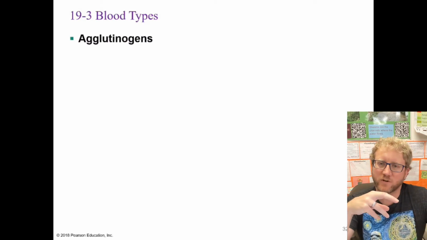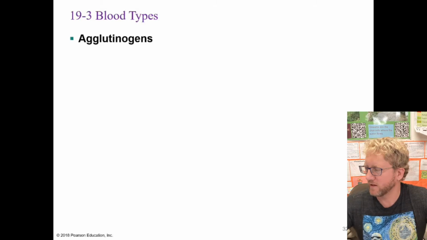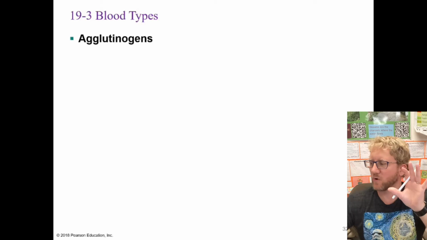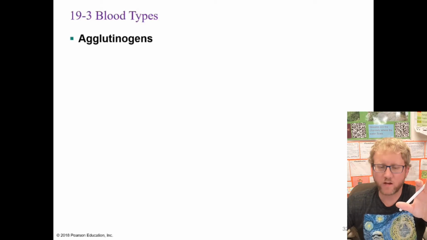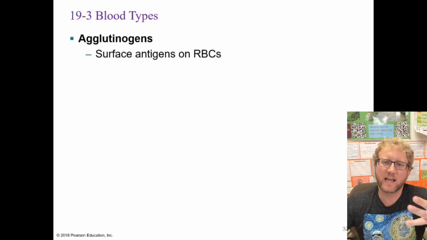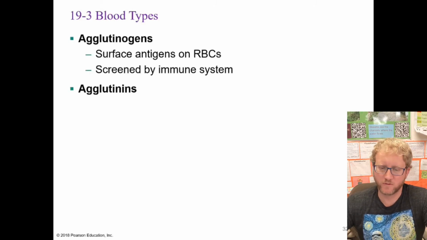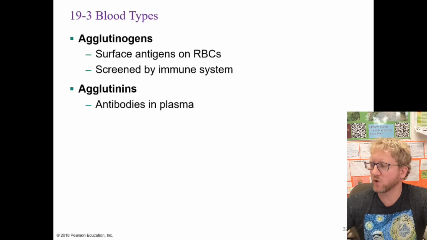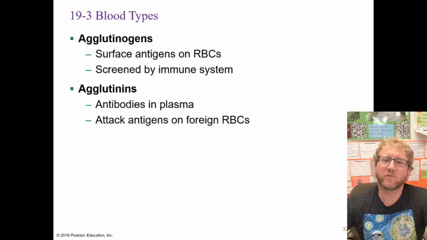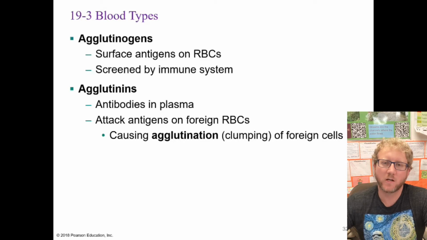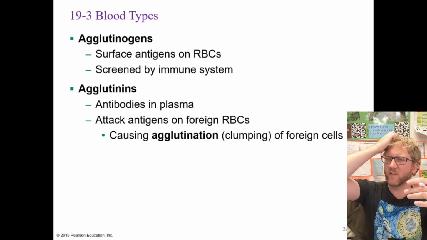In your bloodstream, you've got special types of antibodies also, but I'm getting ahead of myself, and I apologize. So agglutinogens, that's the name of those surface antigens, the A, the B, and the Rh. These are what's screened by the immune system. Agglutinins are also known as antibodies, and these are the ones that are looking for antigens from foreign red blood cells. And they cause a process called agglutination of these foreign cells, also known as clumping. If you've ever seen milk curdling, it's kind of like that.